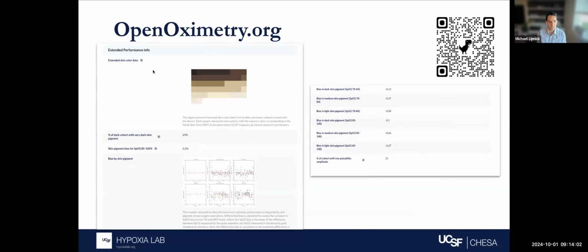And now on the website for many more devices, you'll see a lot more of this extended performance information. This includes a visual representation of the forehead for each of the subjects, what that looks like. Each of these squares is the Monk skin tone scale category for that subject that was assigned by the clinical research team. We report the percent of the dark cohort, the cohort with ITA less than -30 or Monk HIJ, who also had ITA less than -50. Again, our target was to have at least half meet that criteria.